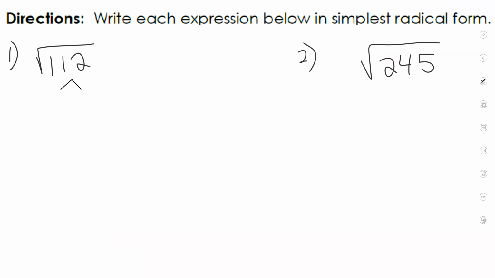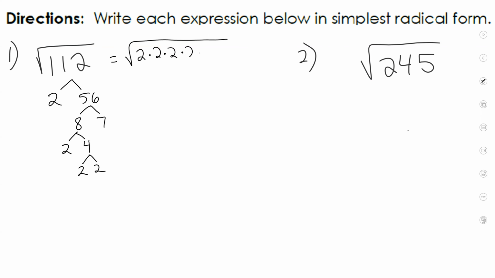I can break this down into two numbers. What do you guys want to multiply this as? 2 times what will give you 112? Is it 56? There we go. And then what's 56? Can we split this? Maybe 8 and 7? Yep. Can we split down the 8? 2 and 4? Can we split down the 4? 2 and 2? Okay, so basically, guys, 112 can be broken down into 2 times 2 times 2 times 2 times 7, right? 2 times 2 is 4, times another 2 is 8, times another 2 is 16. 16 times 7 will give you 112.